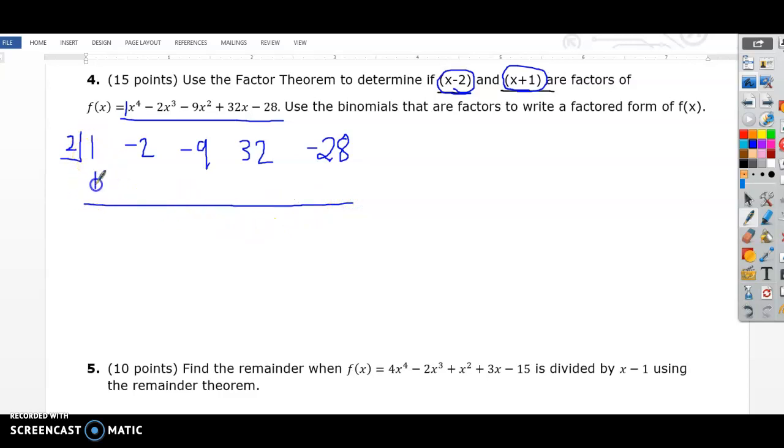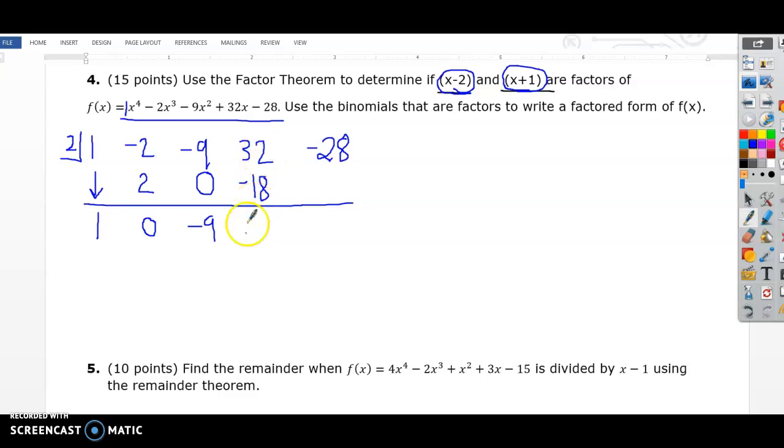I'm going to bring down this 1. I'm going to multiply times my potential factor, which is 2. So 2 times 1 is 2. Negative 2, and this is a positive 2, so that's 0. 2 times 0 is 0. Negative 9 and 0 makes negative 9. Negative 9 times 2 is negative 18.